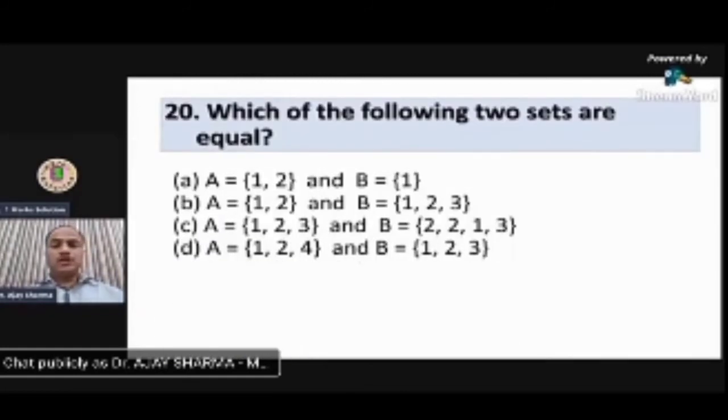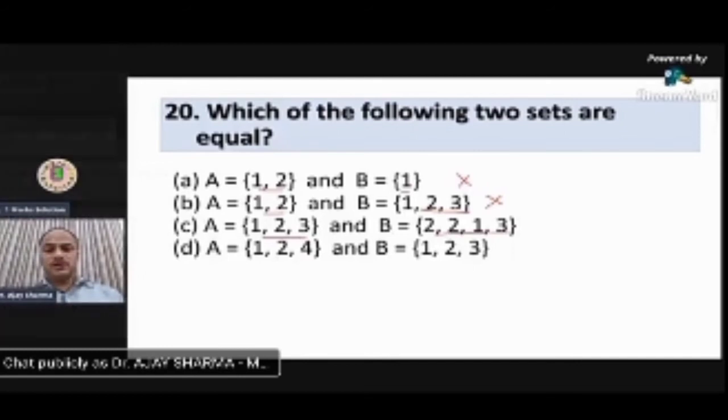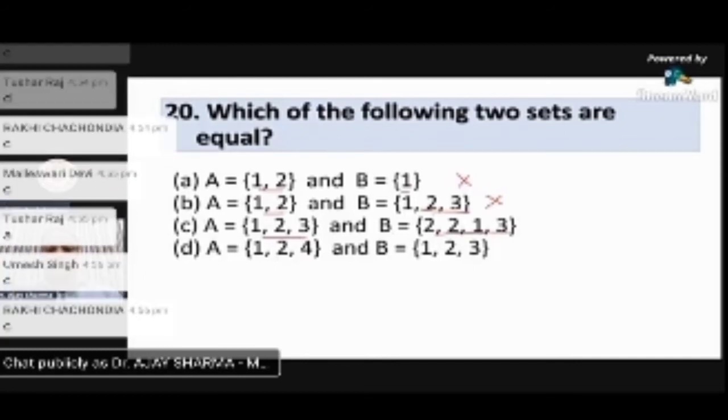Which of the following two sets are equal? We have to tell which of these two sets are equal. Equality means they should have the same elements. Here we see different elements, so they cannot be equal. Here also they have two elements, here three elements, not equal. Now here we have the same number of elements, three elements, but here see 2 is written 2 times.